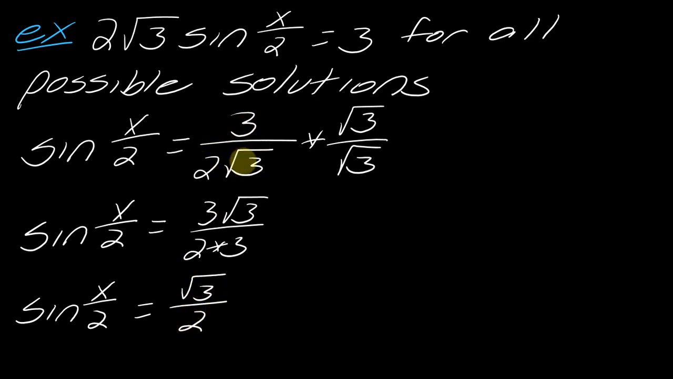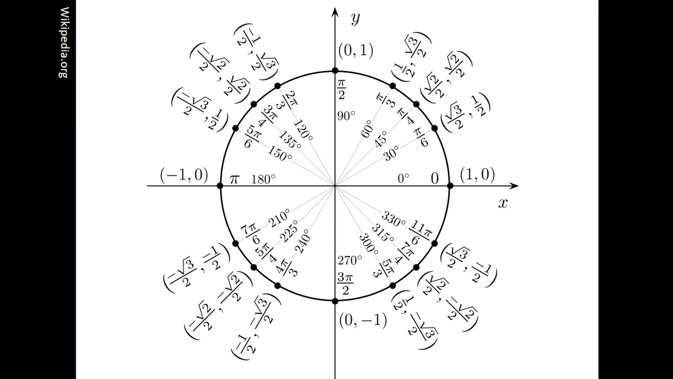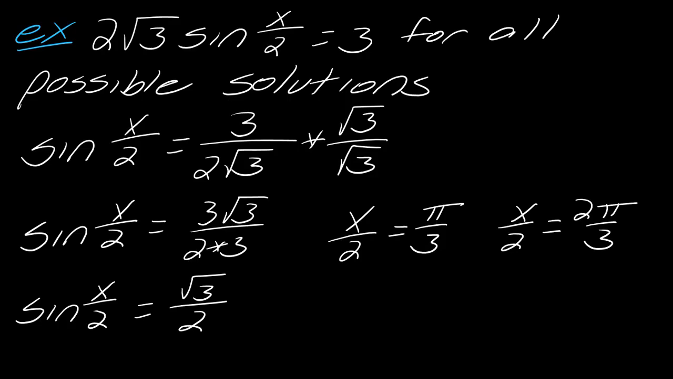In this format, looking at this, I don't know what I'm looking for in the unit circle, right? So now I can reference my unit circle, and I'm looking for where sine, or the y coordinate, is equal to square root of 3 over 2. So that happens at pi over 3 and 2 pi over 3. They didn't tell us to do this in degrees or radians, so I'm just going to do it in radians.